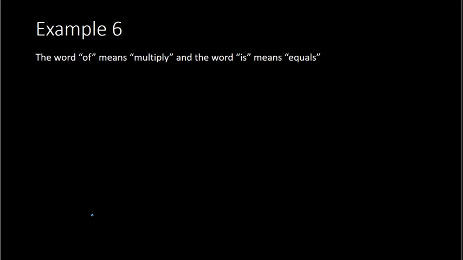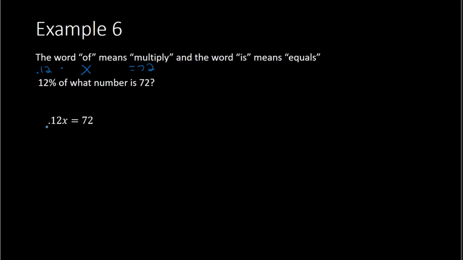One more example. 12% of what number is 72? So convert this into math notation. 12% as a decimal is 0.12. Of means multiply. What number? That will be your unknown, that is your variable. Is means equals, and then 72. So I have 0.12 times x equals 72. That is my equation, and then I can solve this.